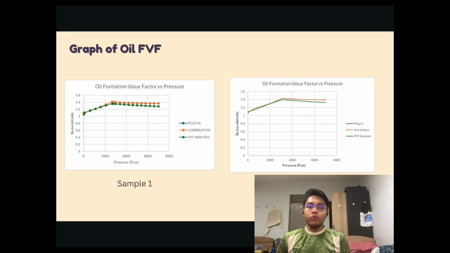values. So we can see that all three methods, which are PVT analysis, correlation, and plug-in, display a consistent trend, although minor differences might be visible. The correlation method slightly overestimates BO compared to PVT analysis, especially at high pressure. So from the graphs for both samples, we can conclude that they followed the expected trend of the BO versus pressure graph.